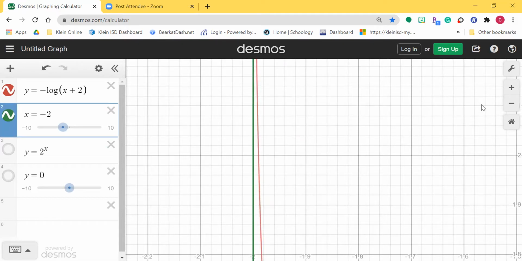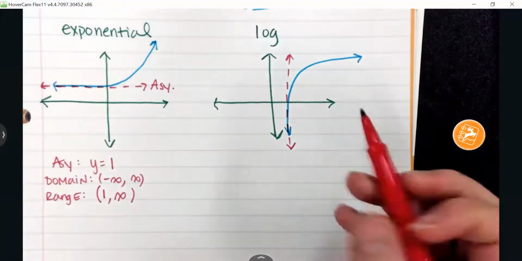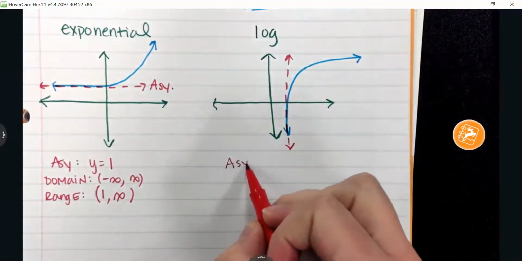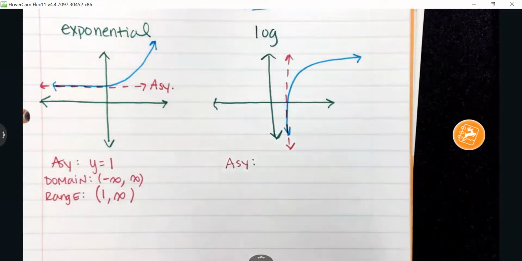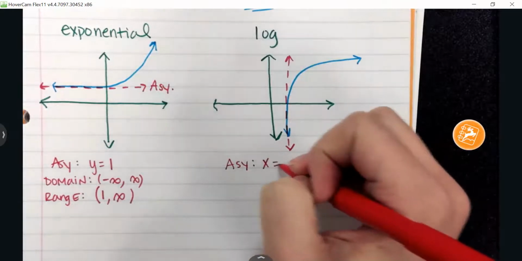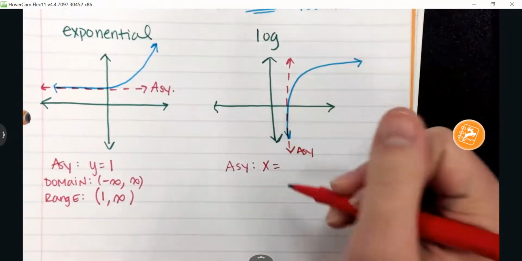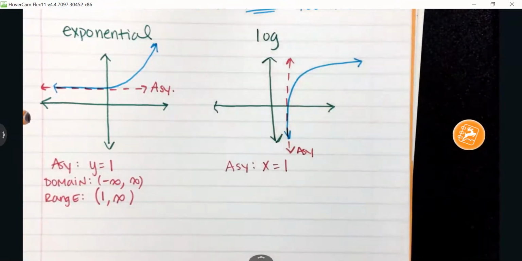So for a log and an exponential, we have the same thing. It's just the different direction that it goes, okay? So let's write that down. So our asymptote for a log, what axis does it cut through? Cuts through the x-axis at a number, whatever number this is. We can just say 1 if we want to for today, okay? But on your grid, it's whatever number you're on.